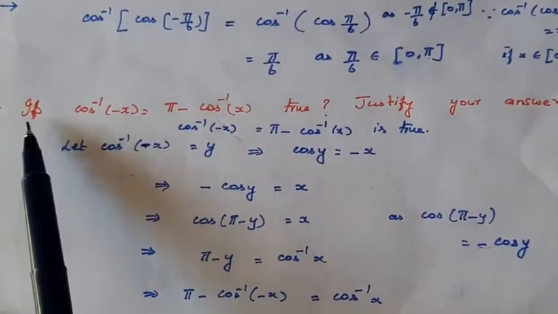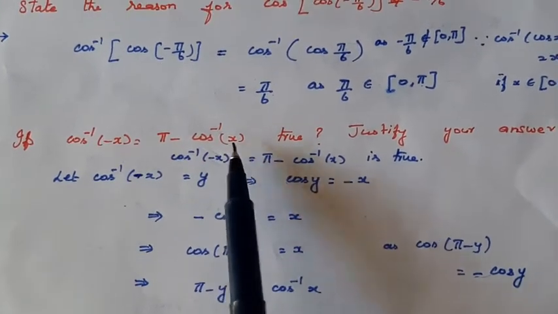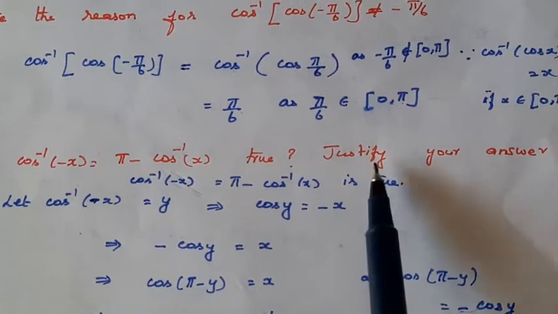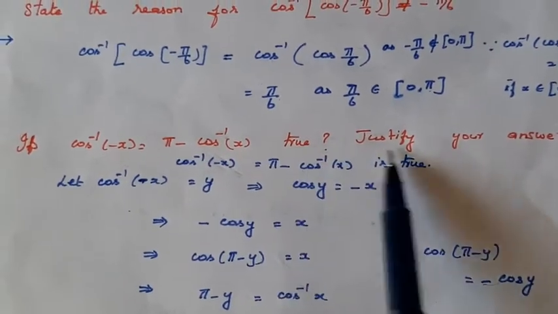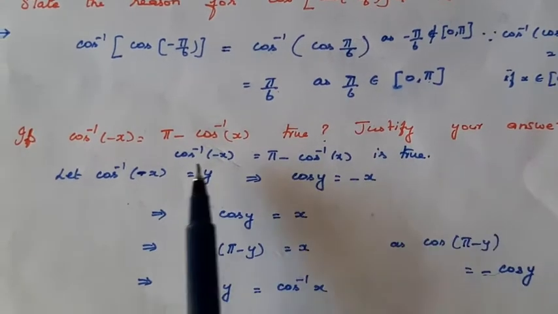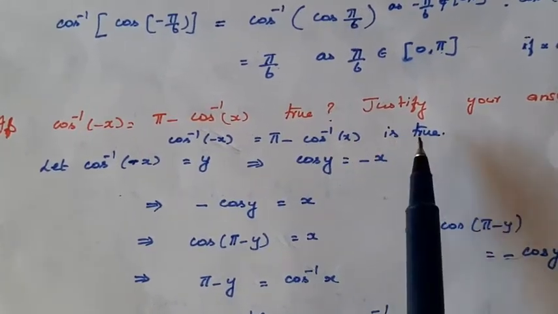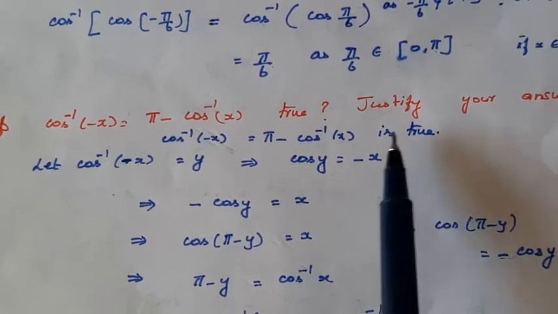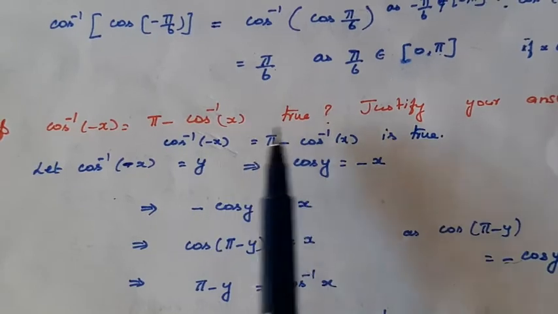Then the third one: if cos inverse of minus x is equal to pi minus cos inverse of x, is it true? Justify your answer. If it is true, I have to prove it. Now I can say that cos inverse of minus x is equal to pi minus cos inverse of x is true. So if I say it is true, I have to prove it. Let us prove whether it is true or not.